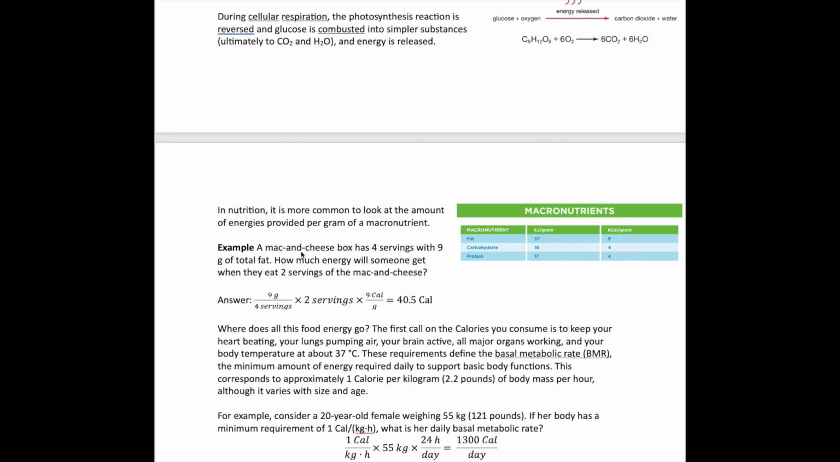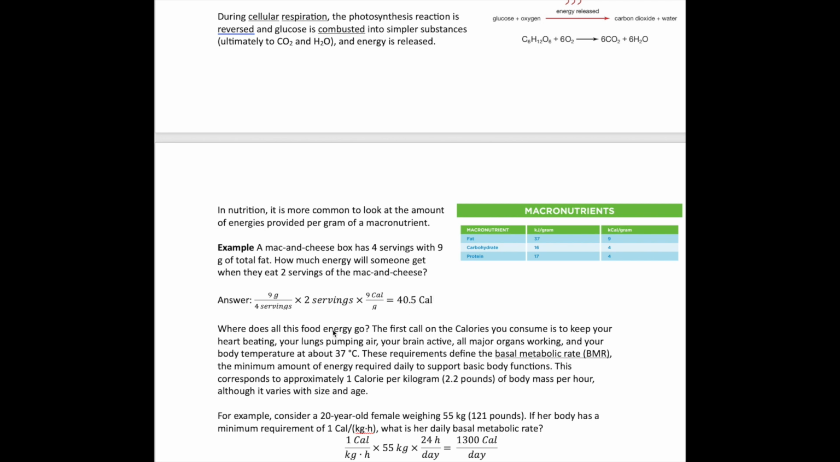So here's an example. If you have a mac and cheese box that has 4 servings with 9 grams of total fat, how much energy do you get if you eat 2 servings of this mac and cheese? Well, first off, there's 9 grams of total fat. That's out of 4 servings. You eat 2 servings of it, so that would allow you to calculate how many grams of fat you actually eat. Each gram provides 9 calories, so you multiply that by that conversion factor and you get 40.5 calories. Again, this is your nutritional calories.